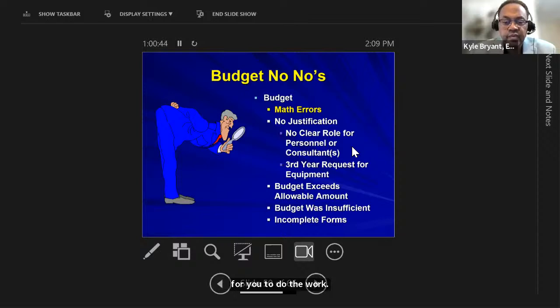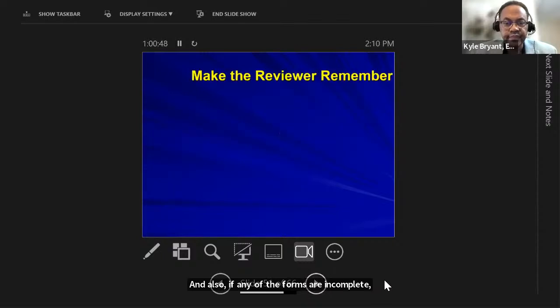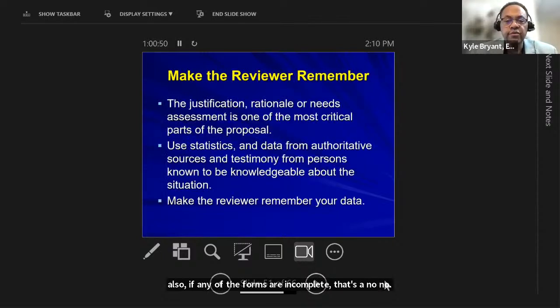And also, if any of the forms are incomplete, that's a no-no. You want to make the reviewer remember your application. So the justification, rationale, or needs assessment is one of the most critical parts of the proposal. Use statistics and data from authoritative sources and testimony from persons known to be knowledgeable about the situation. And make the reviewer remember your data.